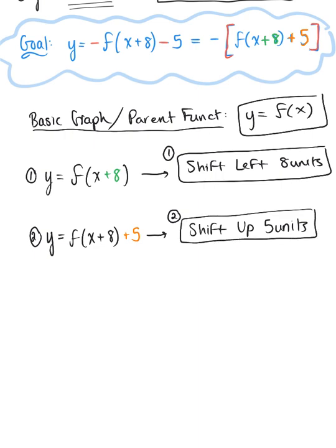Now that we have worked within those parentheses and we've exhausted the translations within the parentheses, only now is it safe to think about what this negative is doing to the entire function. So we have y is equal to, and then we have our minus with those brackets around the original function, which is f of x plus 8 plus 5. So a negative like this on the outside of the function, we know is indicating a reflection across the x-axis.